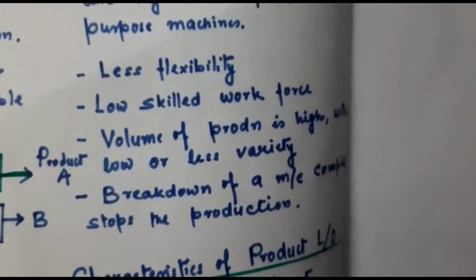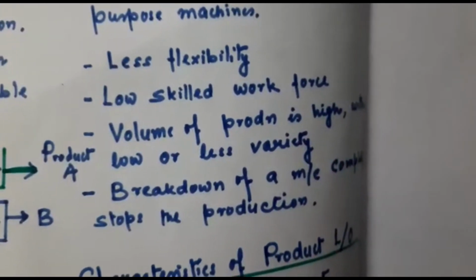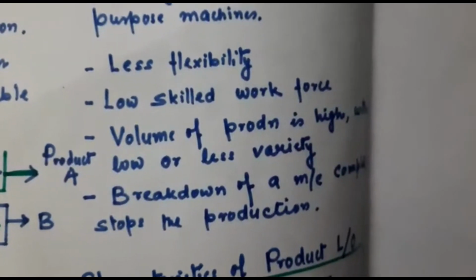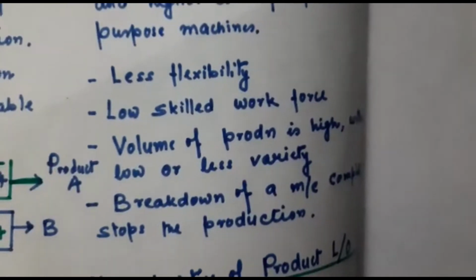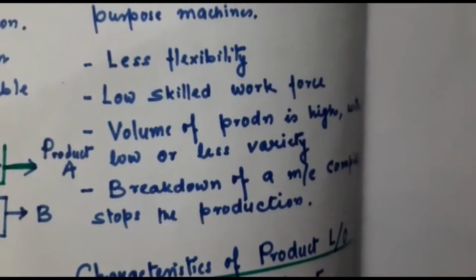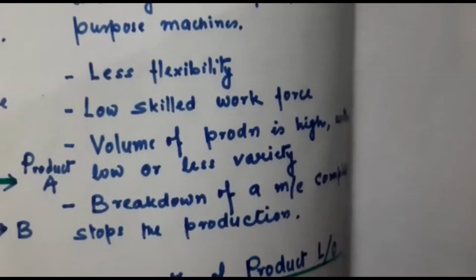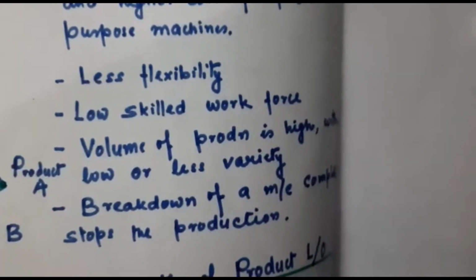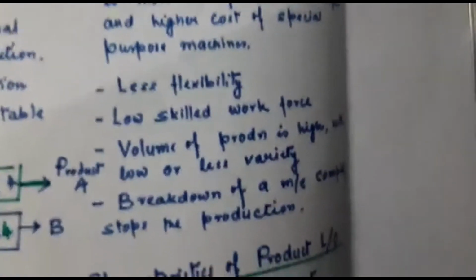Now as we have seen, it is suitable for standardized products, and it involves mass production. So volume of production is high, but the product variety is low. The number of products which can be produced in a dedicated line is very few, one or two, but the production volume is very high, right? Since we are making standardized products, production volume is very high.